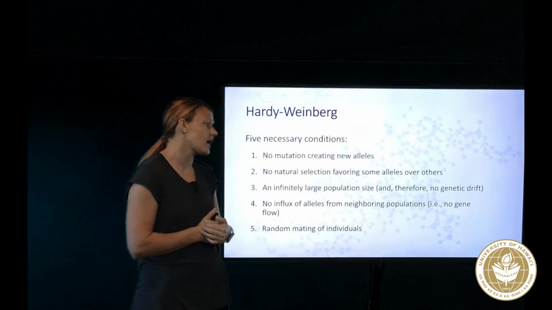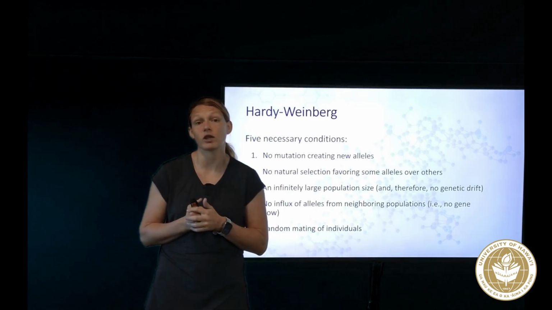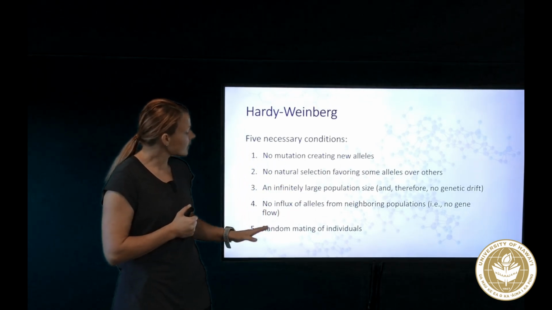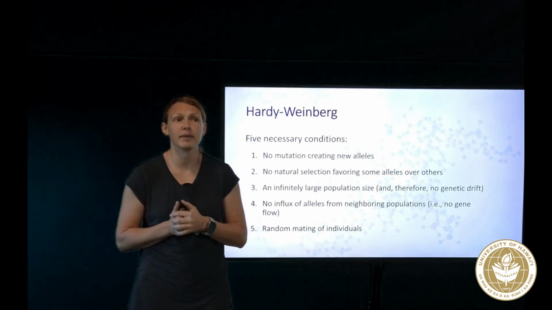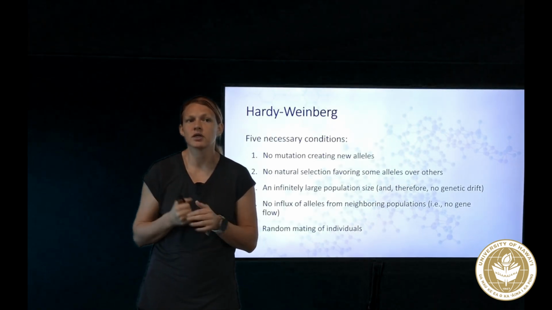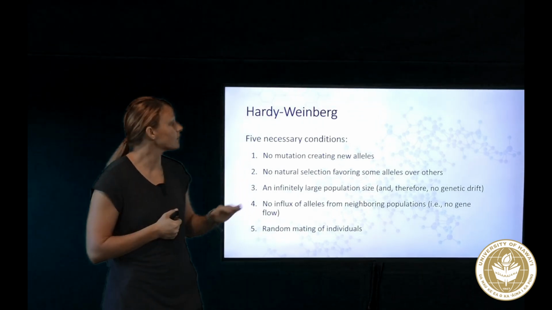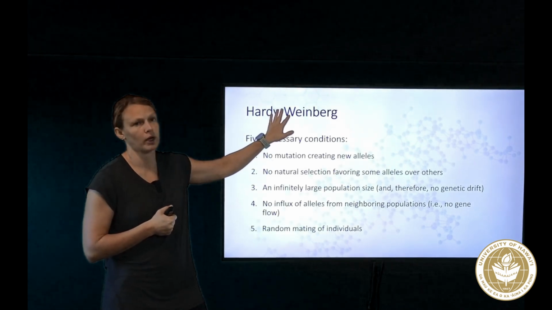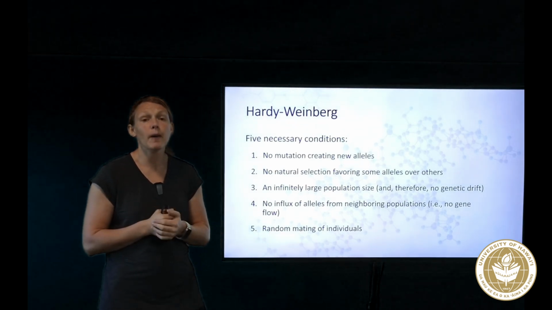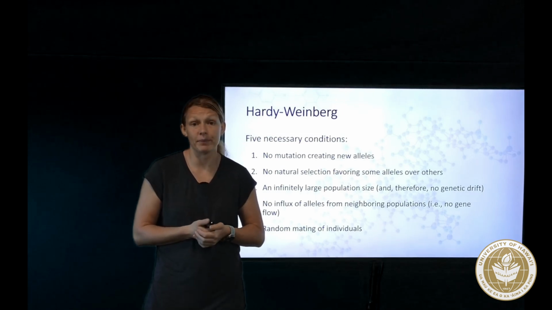Fourth, no influx of alleles from neighboring populations. In other words, what we talked about earlier this lecture, we have no gene flow occurring, no migration and interbreeding back and forth. And fifth, we have random mating of individuals, which doesn't usually happen in real life, right? So these are the 5 conditions that we need to be in Hardy-Weinberg equilibrium. And I already mentioned multiple times, this is pretty much impossible, right? But again, even though this is impossible, it does give us a baseline to determine if a population is evolving.